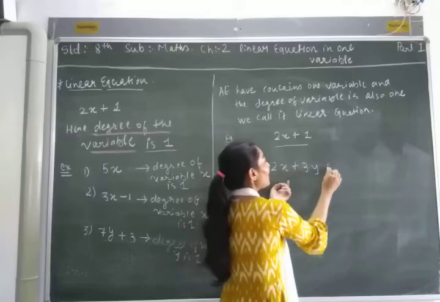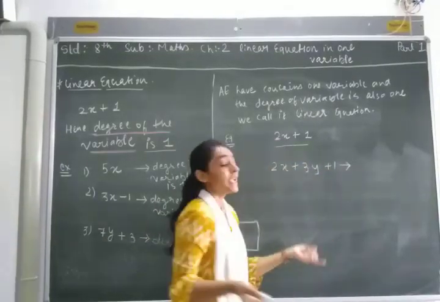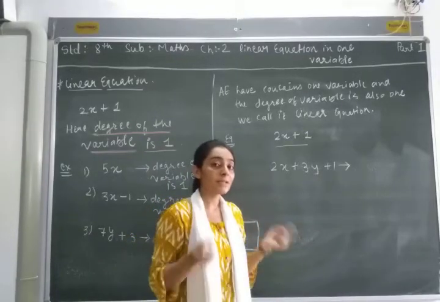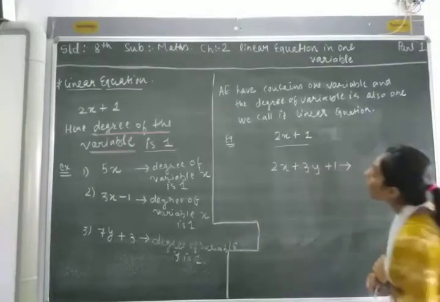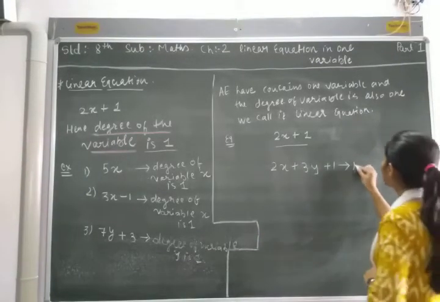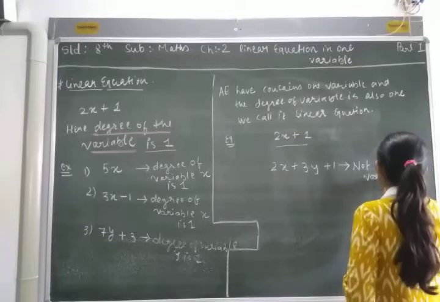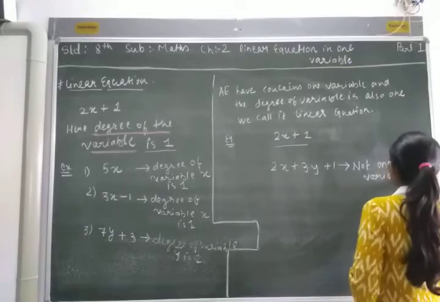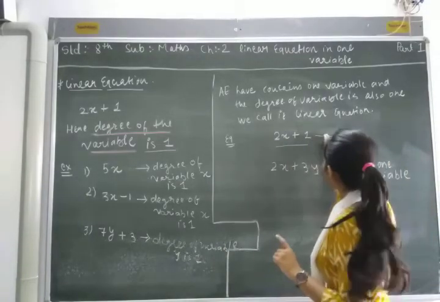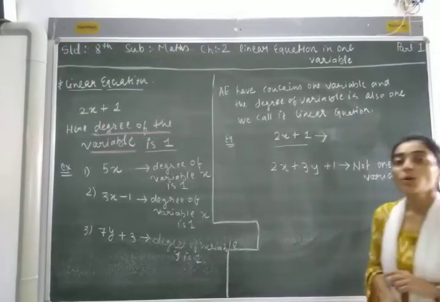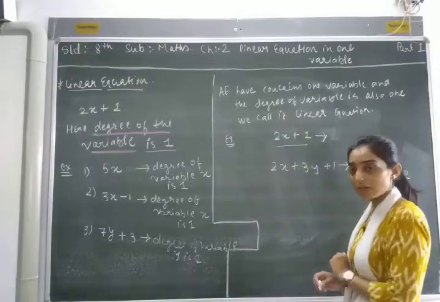There are how many variables? There are two variables. In one expression, how many variables does this equation contain? Two variables. It means this one is not a one variable equation. The whole expression contains only one variable. That's okay. So that's why we can tell that this one is a one variable equation.